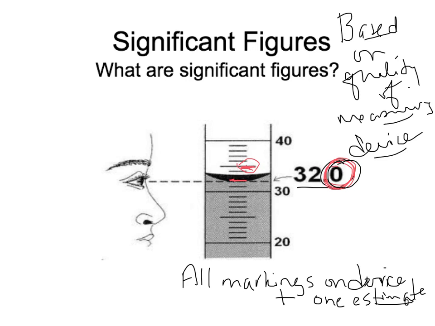Because I think people tend to say, well, 32, that's it. But you do have room. You're going to make an estimate. And if you think it's right on the line, then do 32.0.